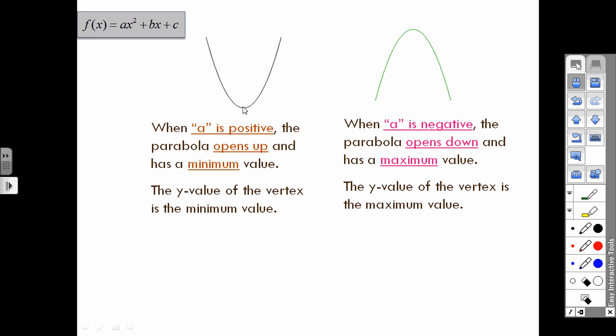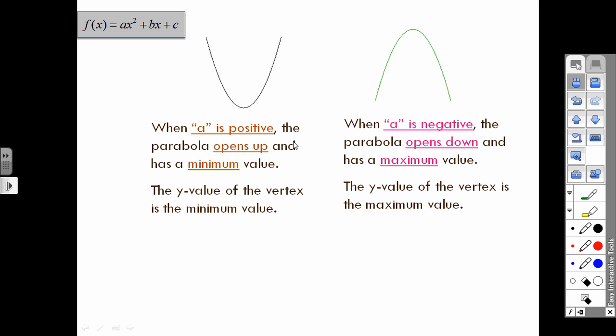Your parabola is either going to open up, be a nice smiley face, or it's going to open down and be a sad face. And the difference between the two you'll be able to recognize is when A, this number here, is either positive or negative. So if A is positive, we're happy, and it opens up. If A is negative, we're sad, and it opens down.